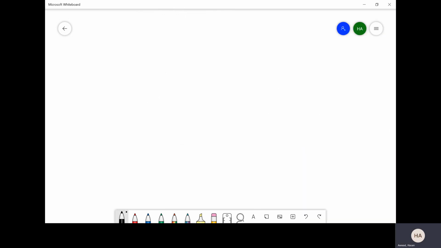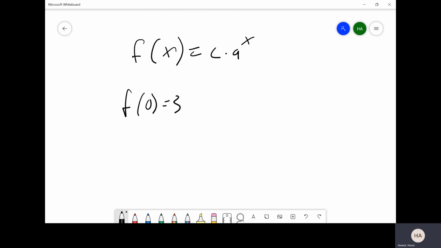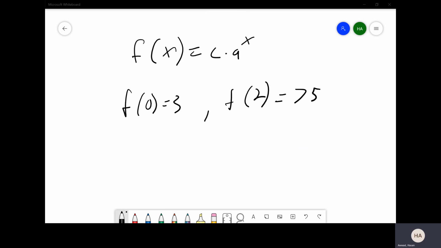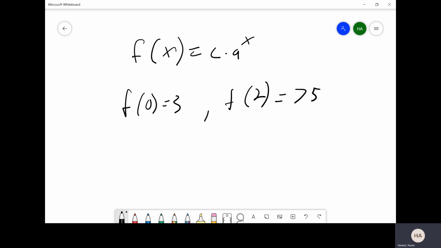So what I want you guys to do is do the next classwork example. The next classwork example is, once again, find a function in this form: f of x is equal to c times a to the x. The given information is f of 0 is equal to 3 and f of 2 is equal to 75. So give it a shot, see what you come up with, and feel free to unpause the video whenever you are ready.